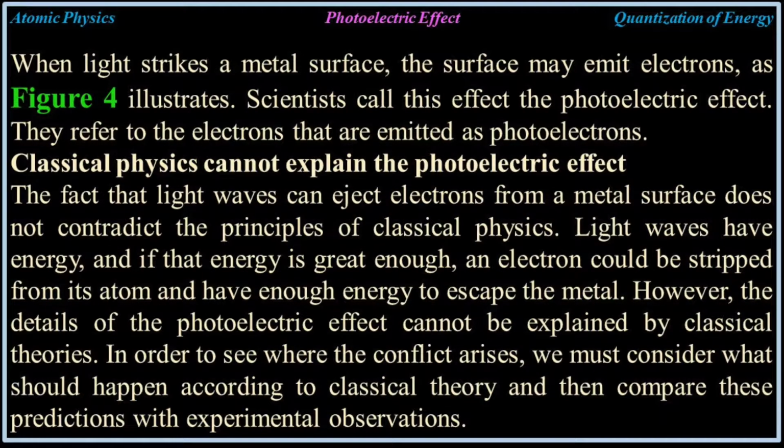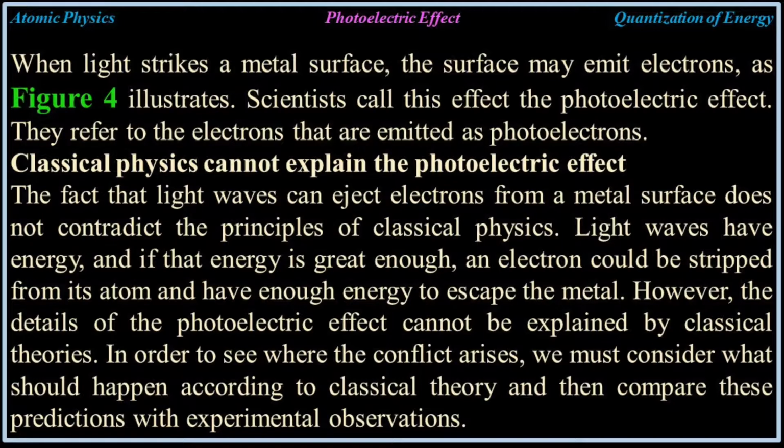When light strikes a metal surface, the surface may emit electrons, as Figure 4 illustrates. Scientists call this effect the photoelectric effect. They refer to the electrons that are emitted as photoelectrons. Classical physics cannot explain the photoelectric effect. The fact that light waves can eject electrons from a metal surface does not contradict the principles of classical physics. Light waves have energy, and if that energy is great enough, an electron could be stripped from its atom and have enough energy to escape the metal. However, the details of the photoelectric effect cannot be explained by classical theories.